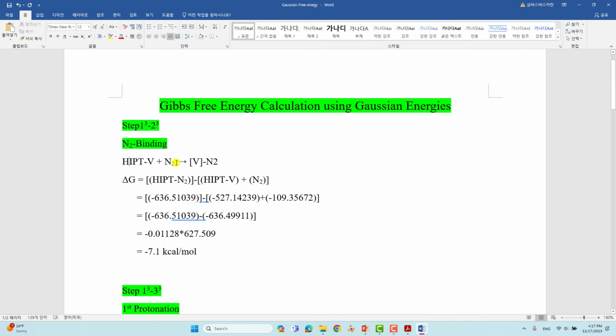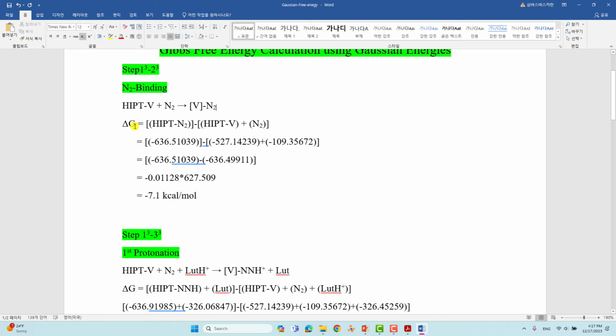So this is actually a reaction. HIPT, this is the vanadium catalyst. This is the free N2 molecule. We are going to absorb this N2 molecule with the HIPT vanadium catalyst. So after binding you will get V and N2, absorbing the N2. So how to calculate the delta G? In an earlier video I also calculated the delta G using the Gaussian manual. You can also see that if you want to know slight detail.